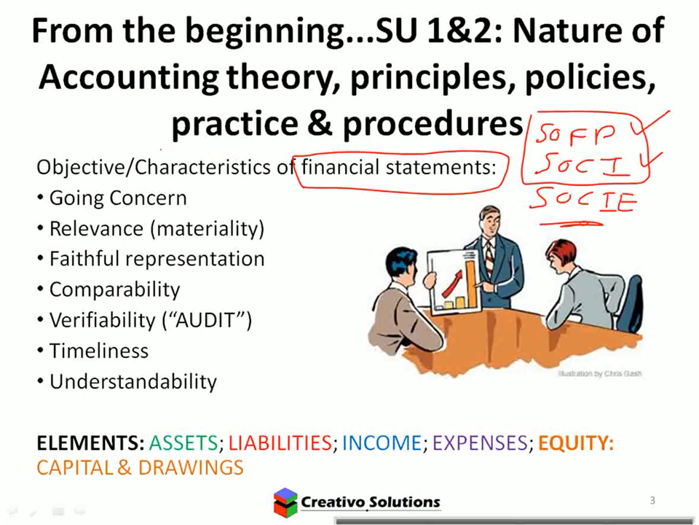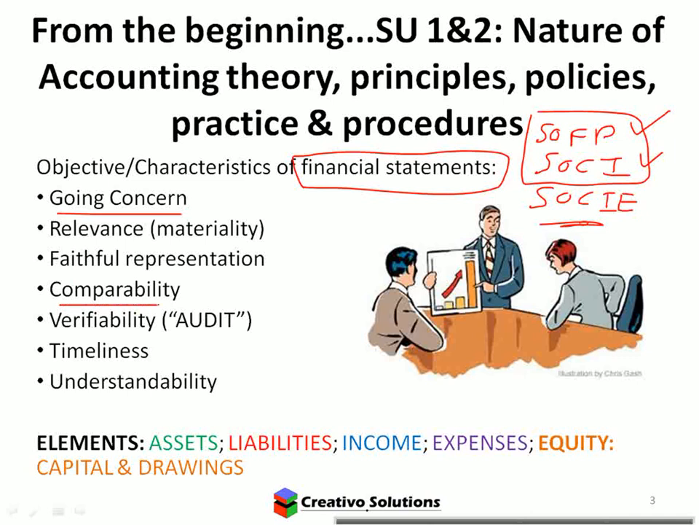We need to make sure that our statements are prepared on a going concern basis. Going concern means things are going to continue to operate as normal. The business isn't going to close. Relevance: are things important, relevant. Material means important, or let's say it's something that's going to affect our decision making. Faithful representation: things need to be accurate, truthful, honest. There has to be a level of integrity when you present your information.